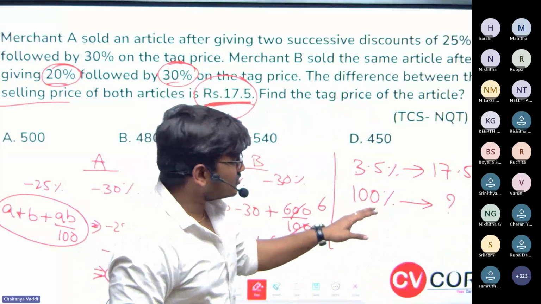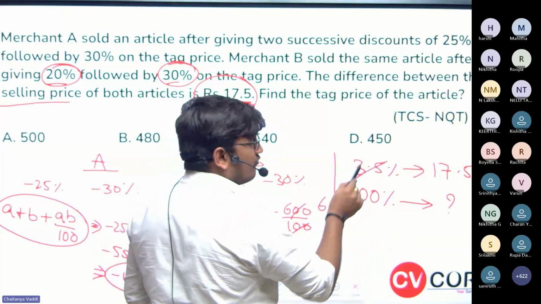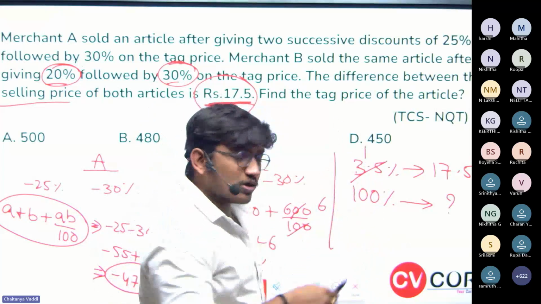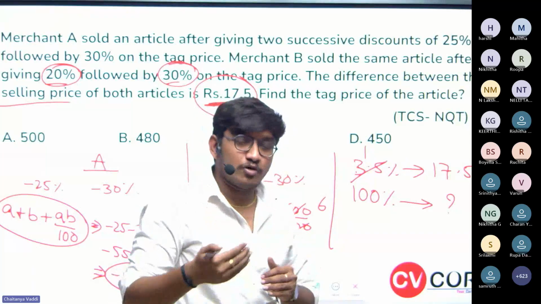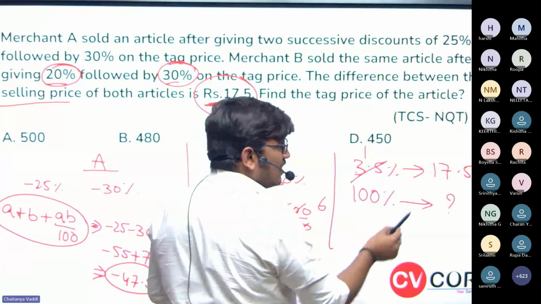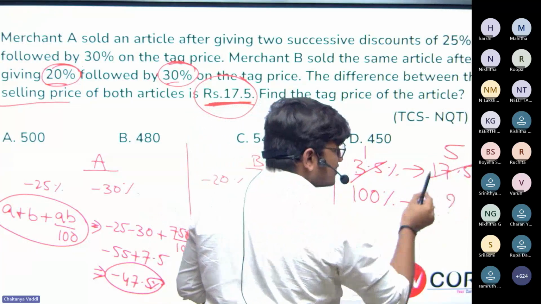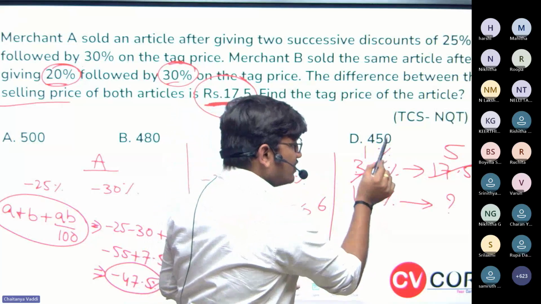So when they're asking us to find the 100% value, first let's say 3.5 one time. Okay, 3.5 two times is 7. 7 two times is 14. Again, for 14, if you add 3.5, it is 17.5. Now I can say that 3.5 five times is 17.5. Now I got 1% value is 5 rupees.